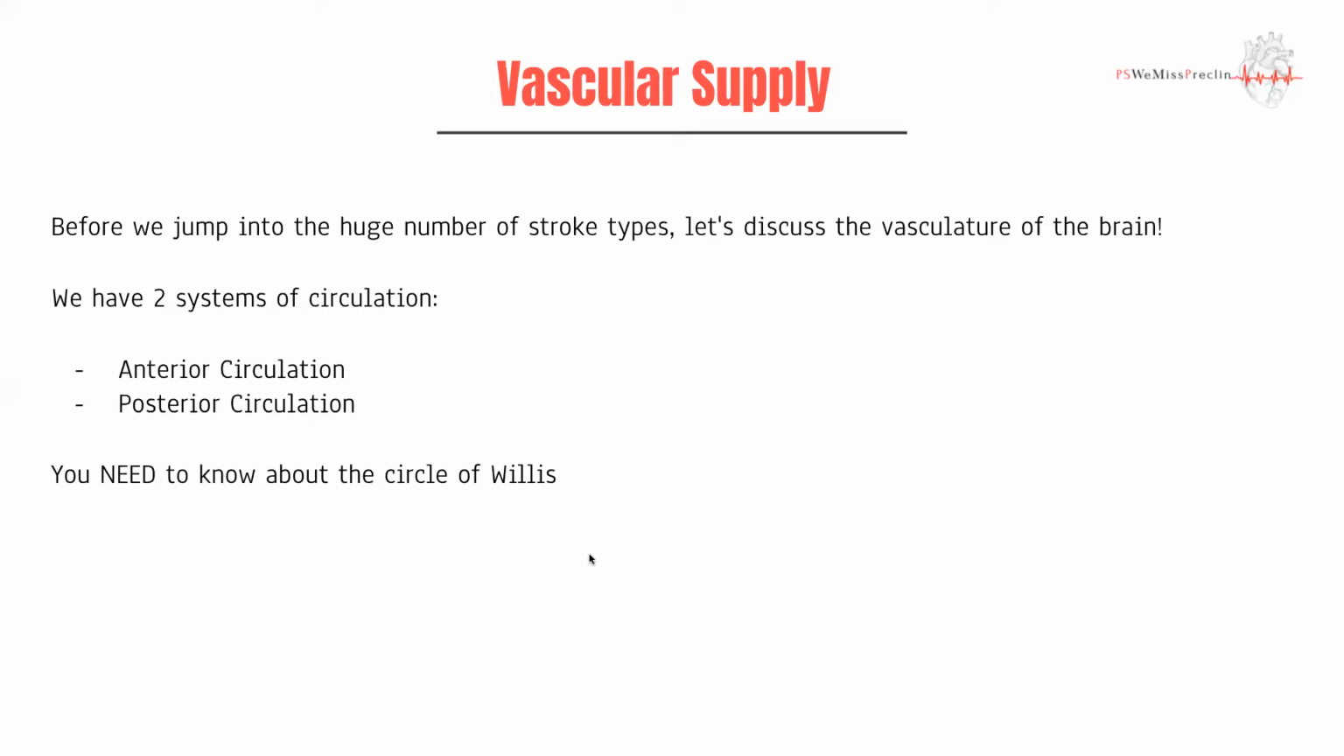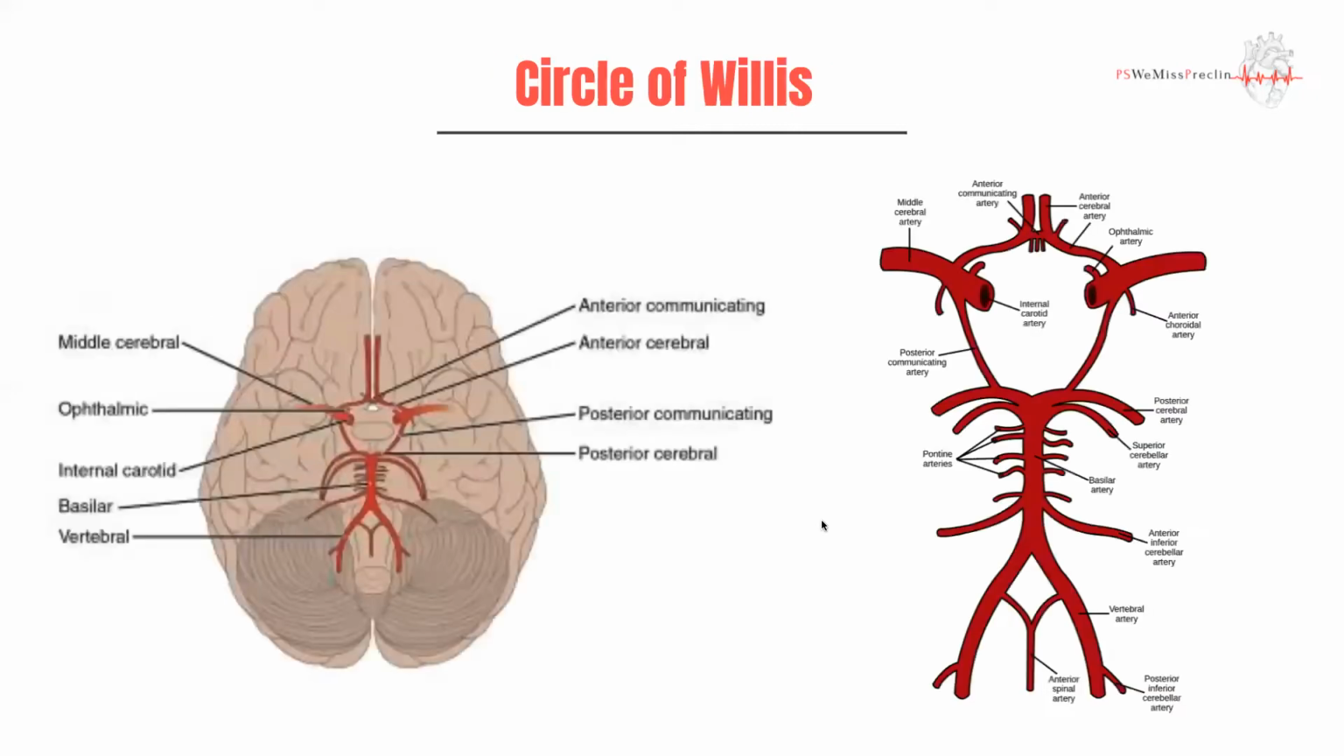So there are a huge number of strokes, okay, and it can get really, really confusing. But let's go back to the basics and talk about anterior versus posterior strokes. So this is our nice circle of Willis. You've probably come across this at some point in anatomy. You probably forgot about it, and that's fine, but we will recap just the important bits.